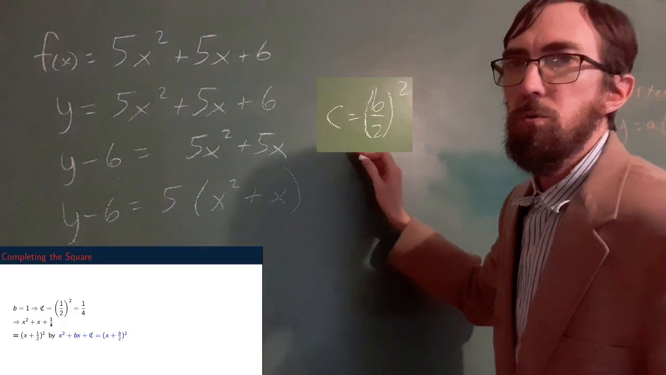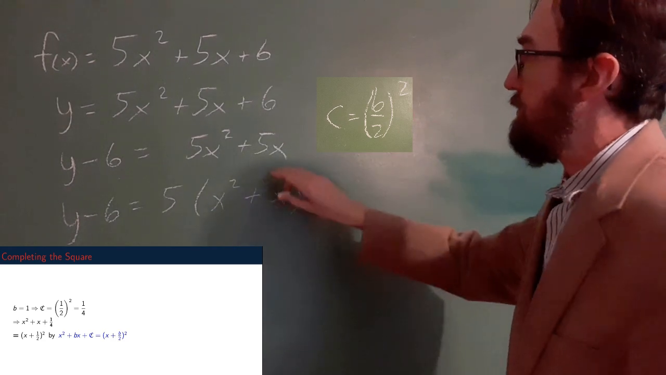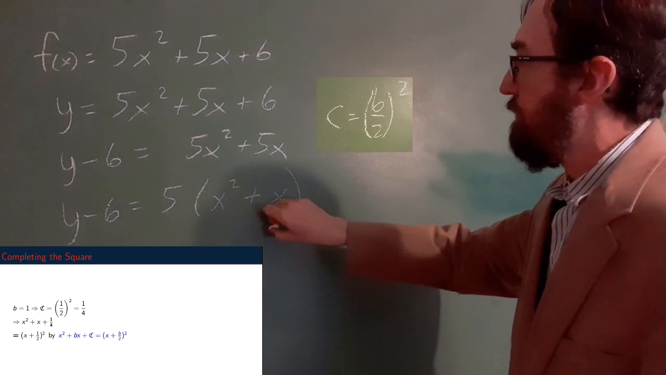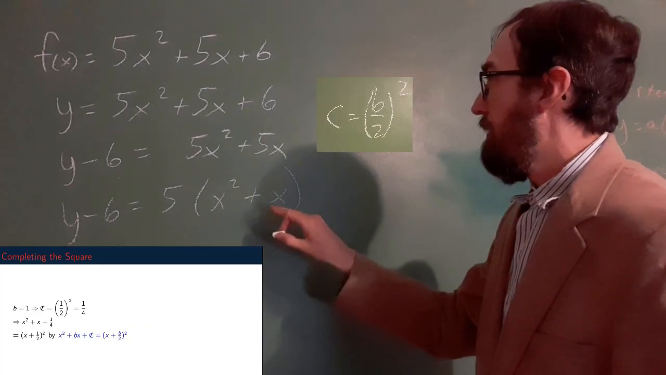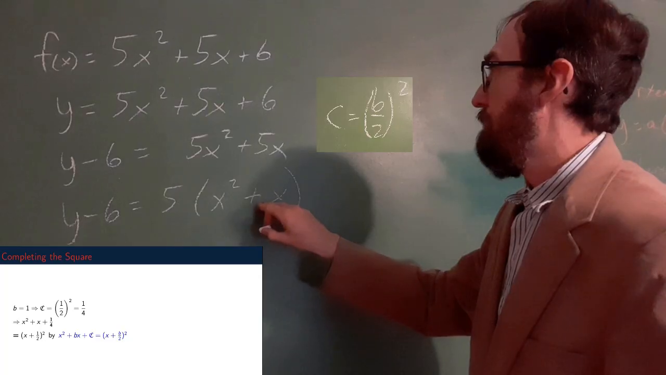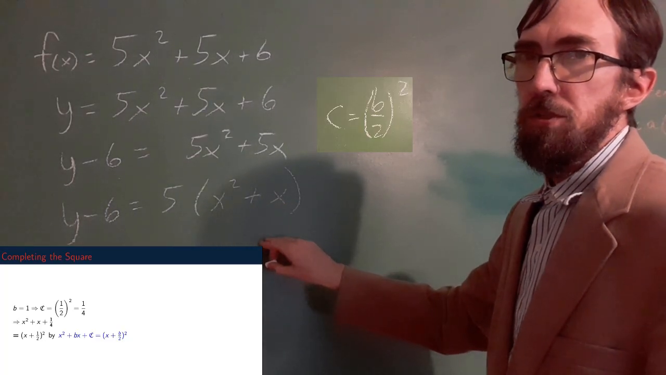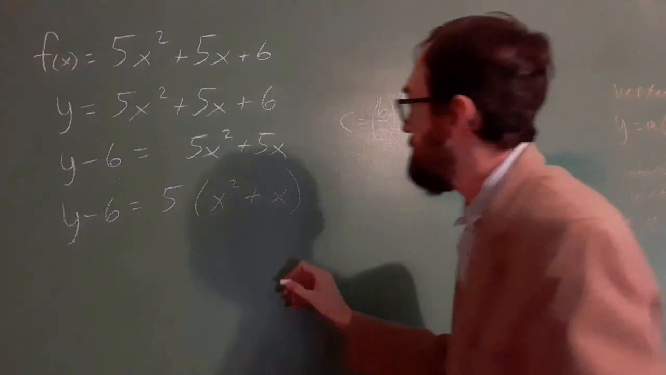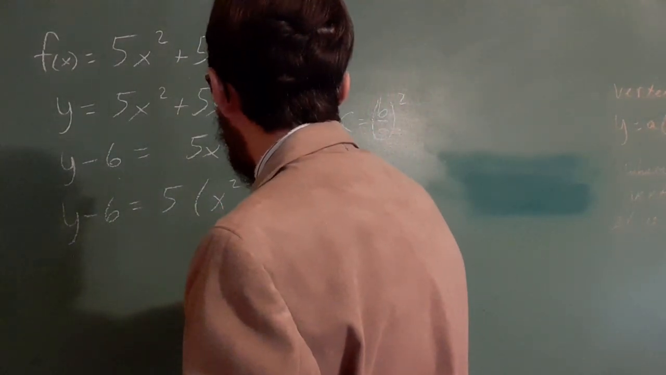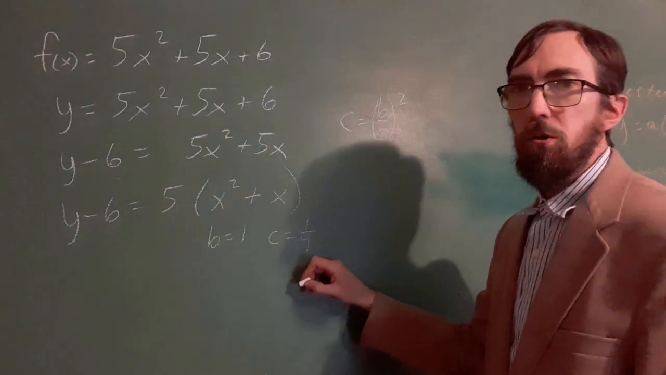So that perfect square is going to have the form of c is going to be equal to the b value, that's the coefficient of this term, divided by 2 and then squared. The nice thing is that the b value that I have here is 1, so I'm going to take 1, divide by 2, and square it. So that's going to give me a quarter.